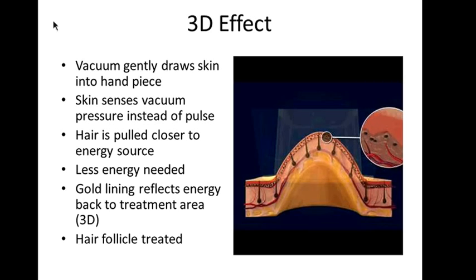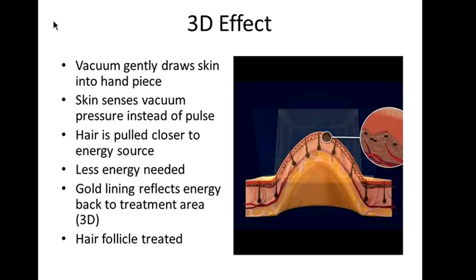The hair, as we see, is pulled up into the handpiece and is closer to the energy source or the electrodes. Therefore, the melanin is spread out. The targets can be readily seen by the laser, and therefore we can use less energy to target those hair follicles, and therefore less discomfort for the client.